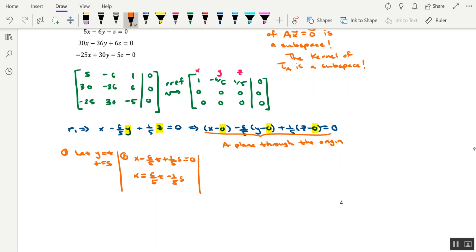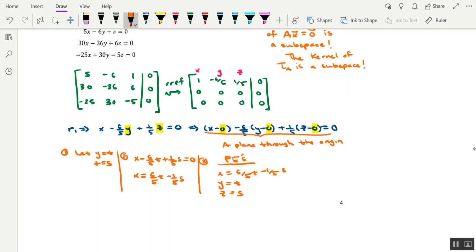And so the parametric equations, or the PE style of this solution, would go x equals 6 fifths t minus 1 fifth s, y equals t, and z equals s. Okay, so the fact that these parametric equations involve two different parameters should lead you to conclude that this is a plane. How would you know that it's a plane through the origin, though?